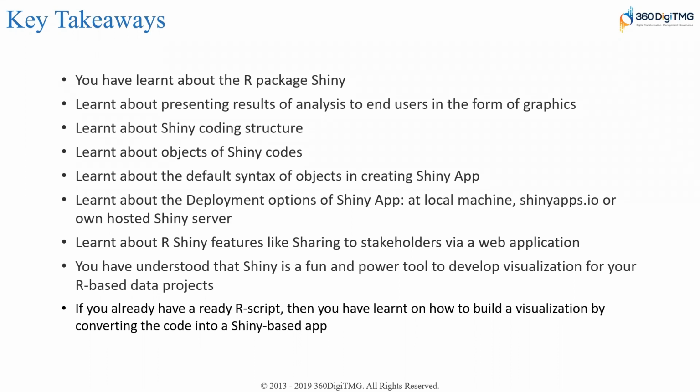We have seen the Shiny coding structure. It has 3 objects: UI interface, user interface object, server object, that is your main brain or the logic of your entire application. Then you have Shiny application, which is like calling that function.